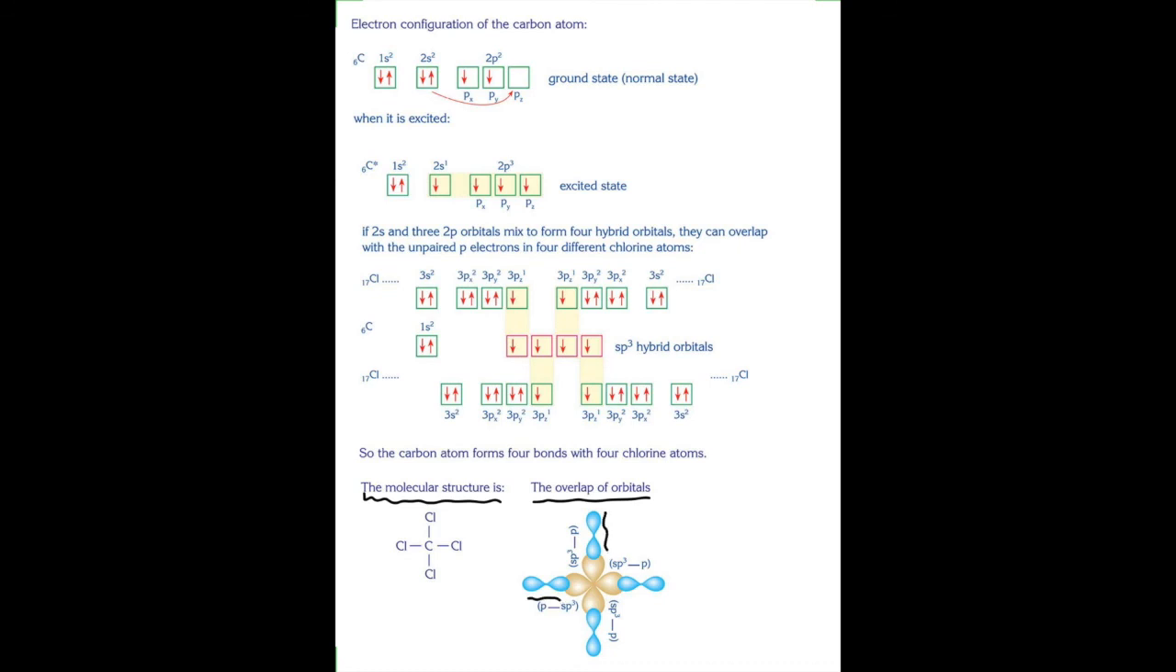Blue orbitals show the p orbitals of each chlorine atom, and at the center, the carbon atom's sp3 hybrid orbitals are shown by a yellow structure.